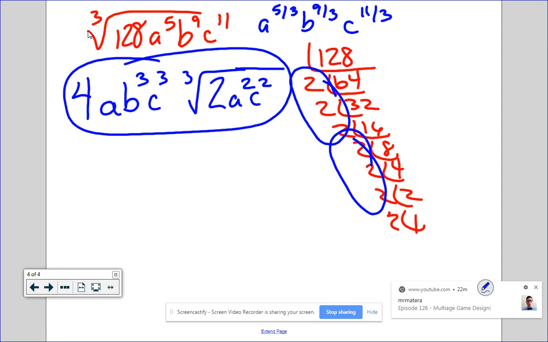Biggest thing you have to remember, anything that does not go in evenly goes back in the fridge. It goes back in the radical. If it goes in evenly, it goes out front. Okay? Are we good or no?